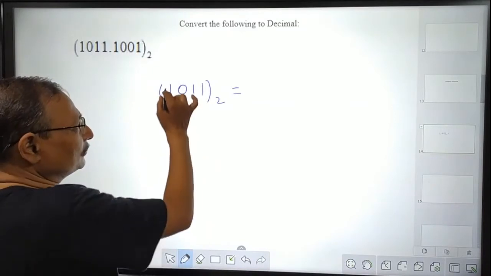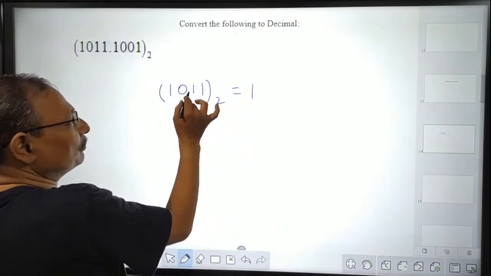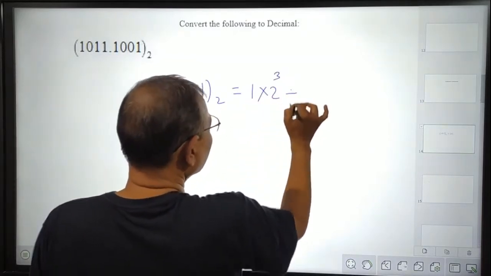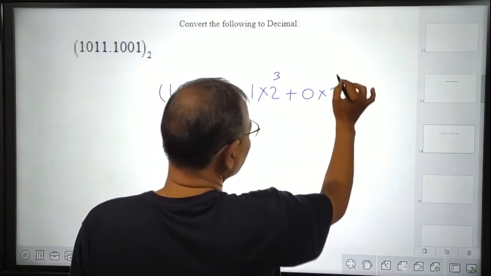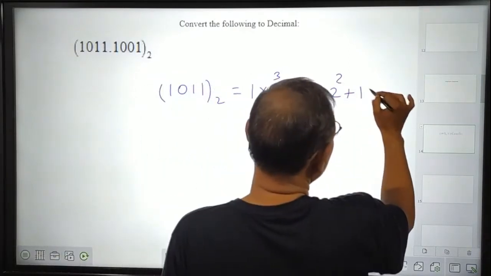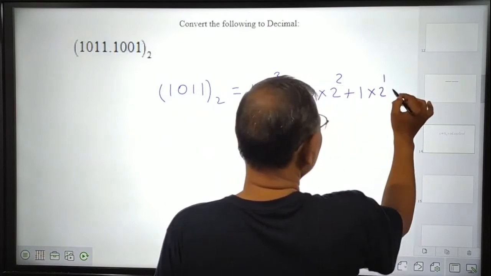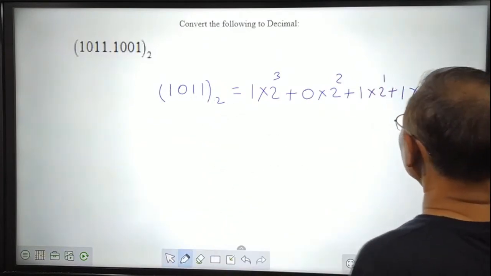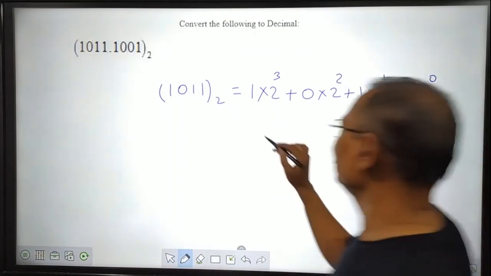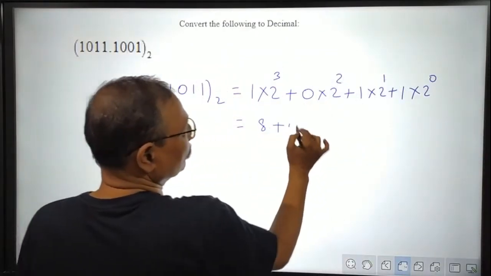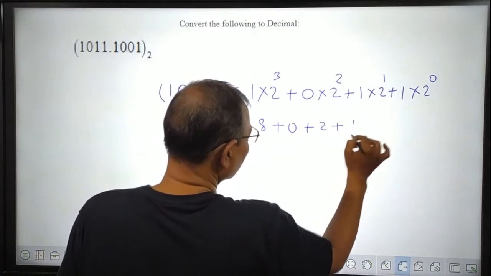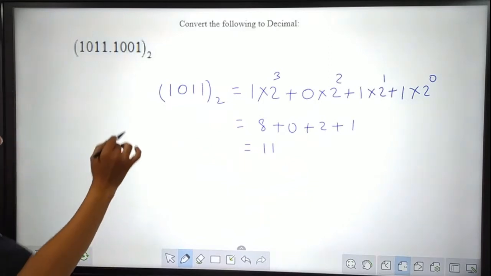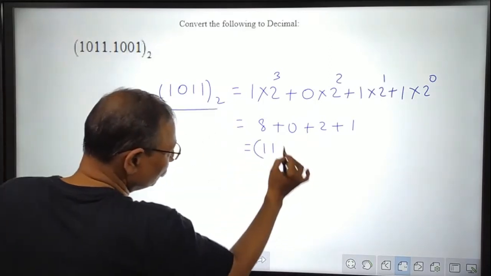We are to multiply this 1 by 2 to the power 3, that is 8. To this 0 we multiply by 2 to the power 2, to this 1 by 2 to the power 1, and finally the last 1 is multiplied by 2 to the power 0. We know that it gives us 8, 0, 2 and 1. So finally we got 10 plus 1, 11, and this is the conversion of this non-fractional number into a decimal number.